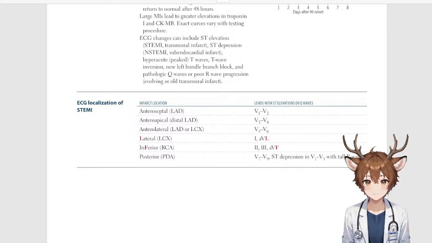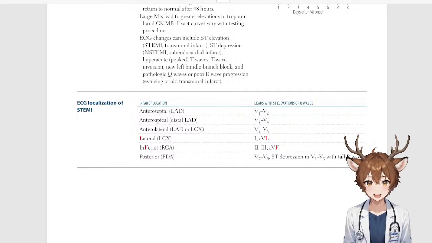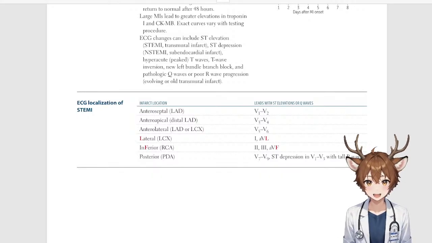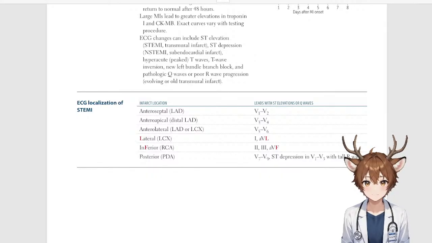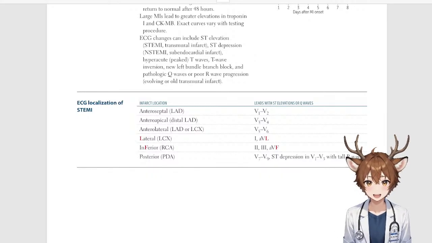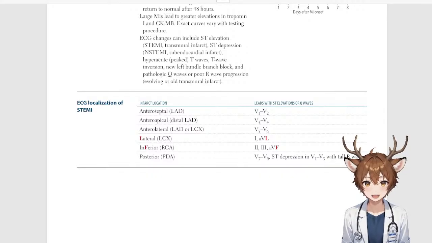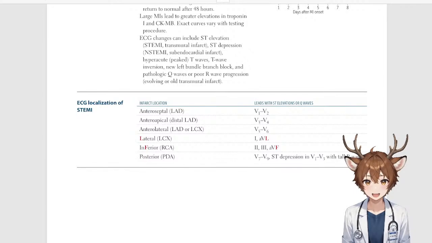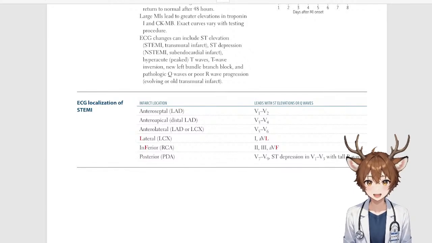Anteroseptal LAD. If an anteroseptal infarct related to the left anterior descending, where would that be found in the EKG? V1 and V2. And let's say I have an anteroapical infarct because of a distal LAD. Where would I see that? V3 and V4. Let's say I have an anterolateral infarct related to either the LAD or the left circumflex artery. Where would I find that?